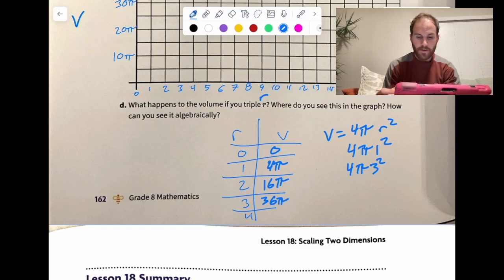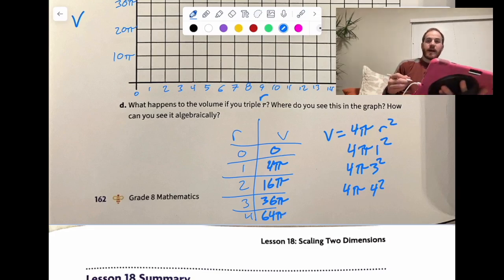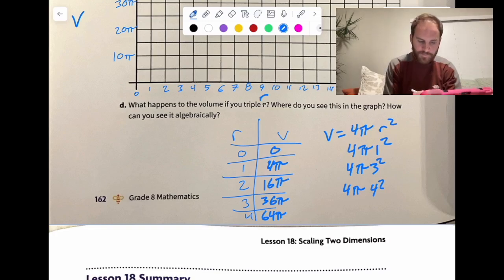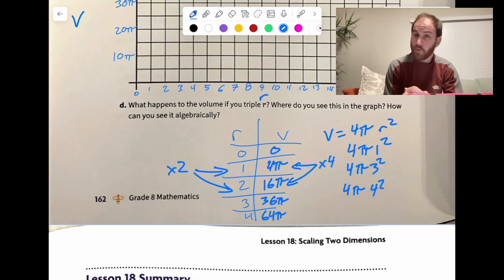Okay, and then let's do one more. Let's say the radius is 4. Okay, 4 squared is 16, and 16 times 4 is 64 pi. Okay, so now here's where we notice this pattern. So if we go from a radius of 1 and multiply that by 2, then the volume has been multiplied by 2 squared, or 4.